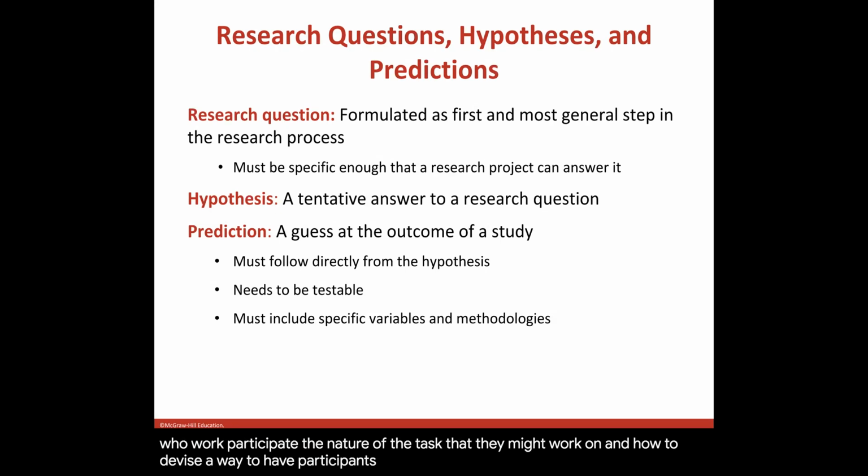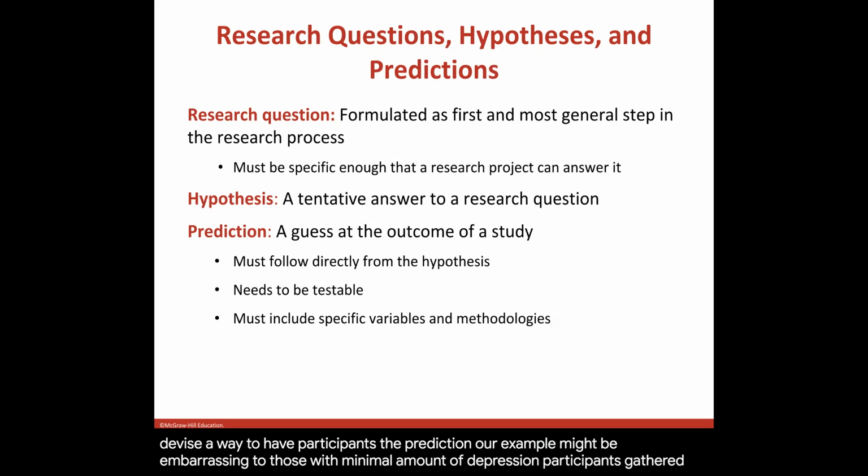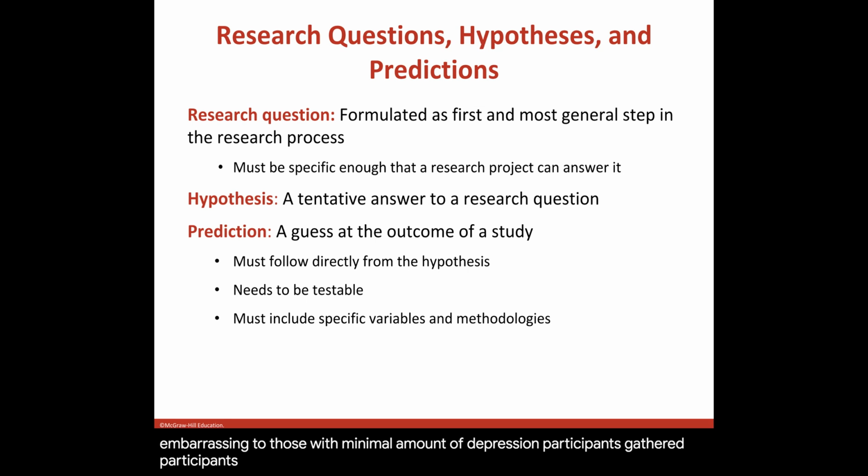The prediction in our example might be, in comparison to those with minimal or mild depression, participants categorized as having moderate or severe depression based on the Beck Depression Inventory score will score higher on luck when responding to a success experience and higher on a personal cause when responding to a failure experience.